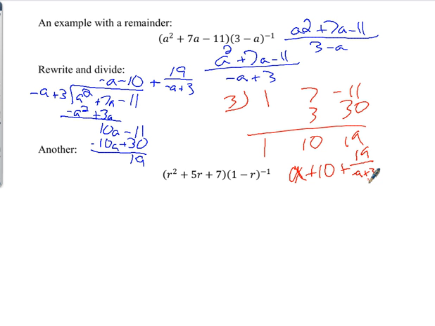Is this the same answer? The negatives in there screwed me up. So, is this the same answer? Doesn't look the same, but is it the same? Is negative a plus 1 the same as a minus 1? No? So which one's right then?